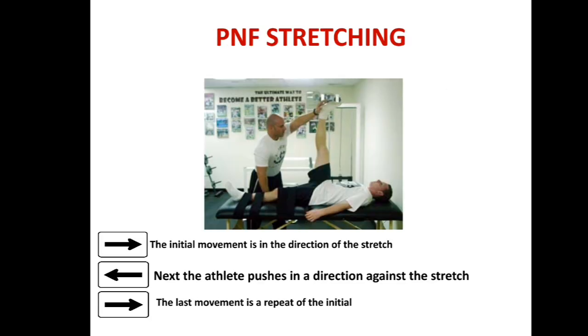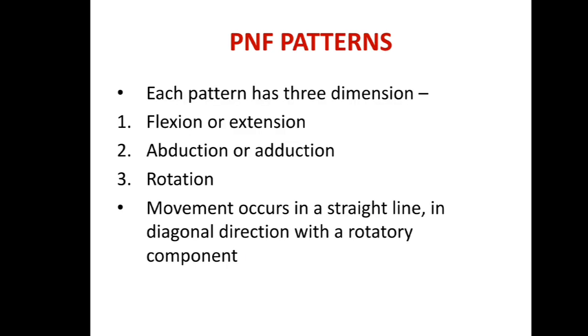Next, PNF stretching. The initial movement is in the direction of the stretch. Next, the athlete pushes in a direction against the stretch. The last movement is a repeat of the initial, as shown in the figure also. So we have the PNF patterns. Each pattern has three dimensions: flexion, extension, abduction, adduction, rotation. Movement occurs in a straight line in a diagonal direction with a rotatory component.